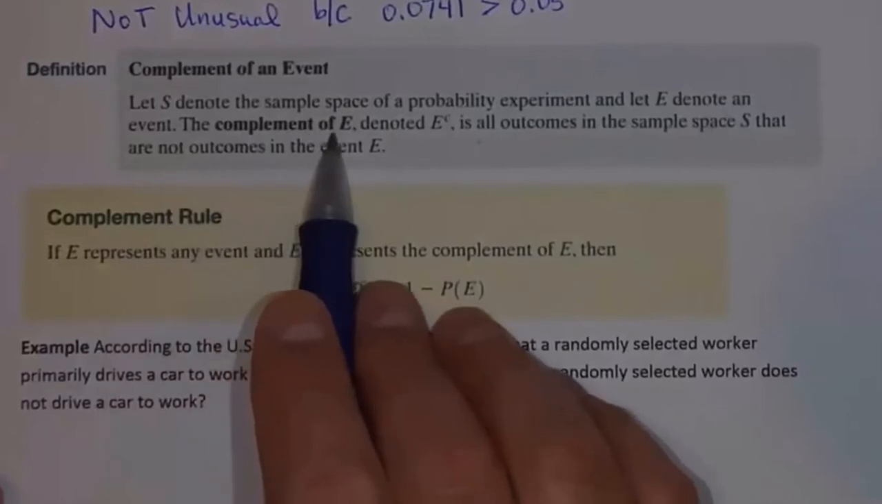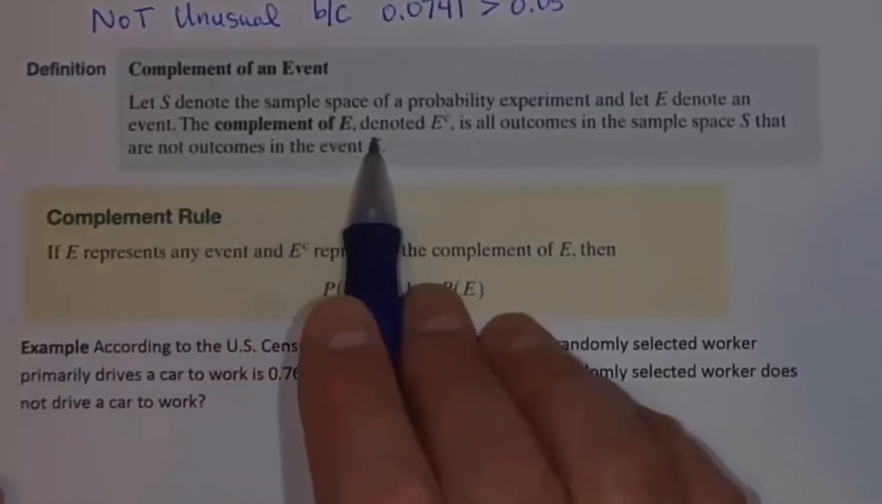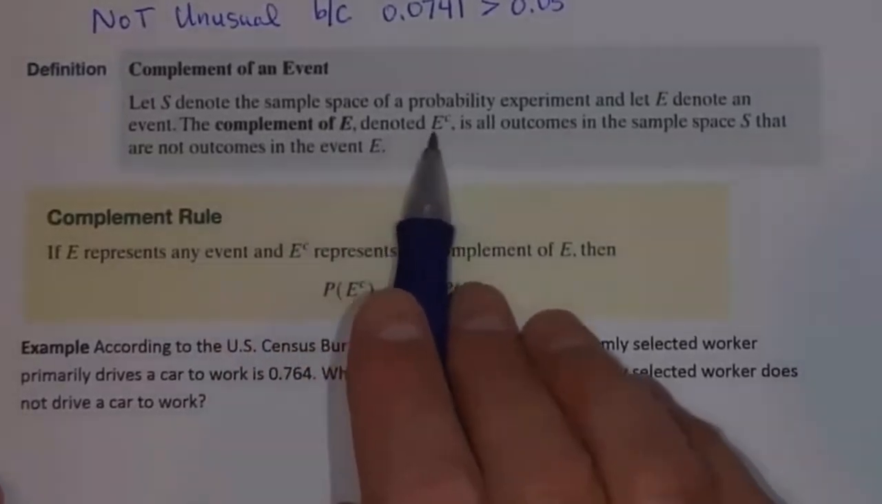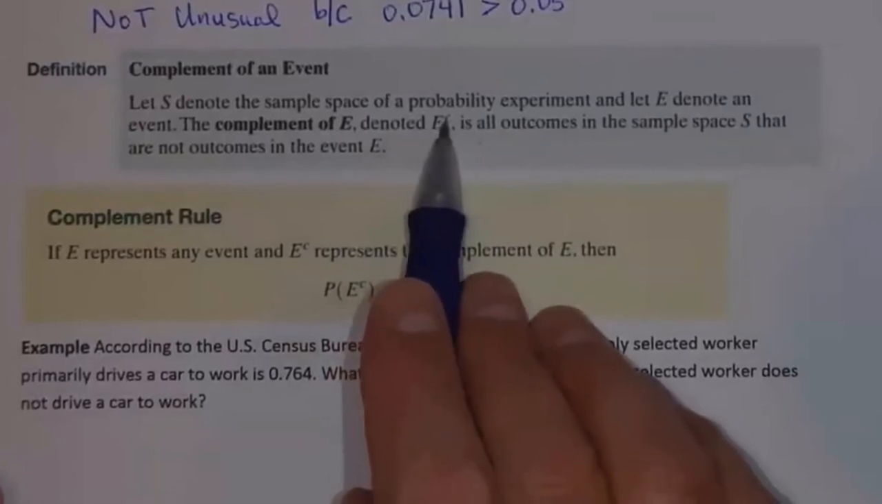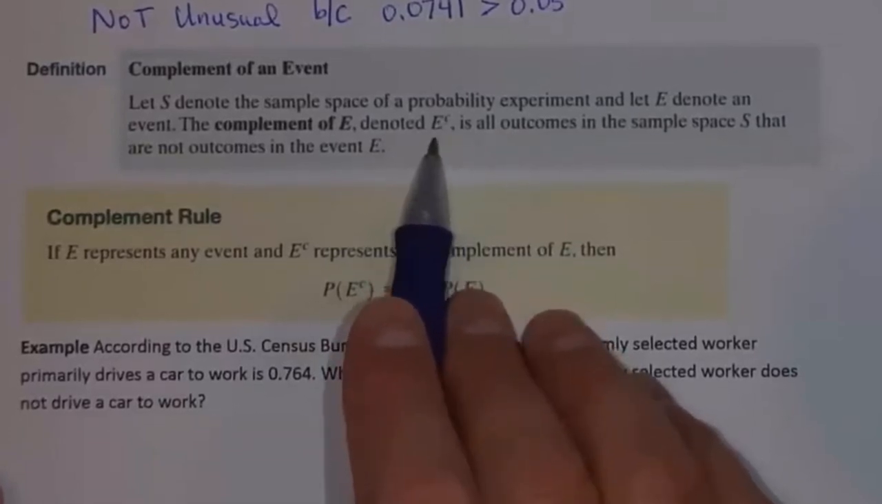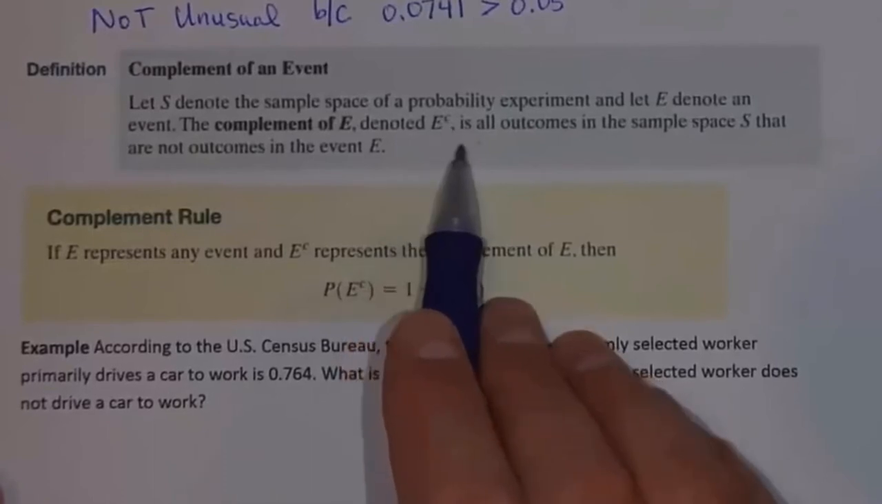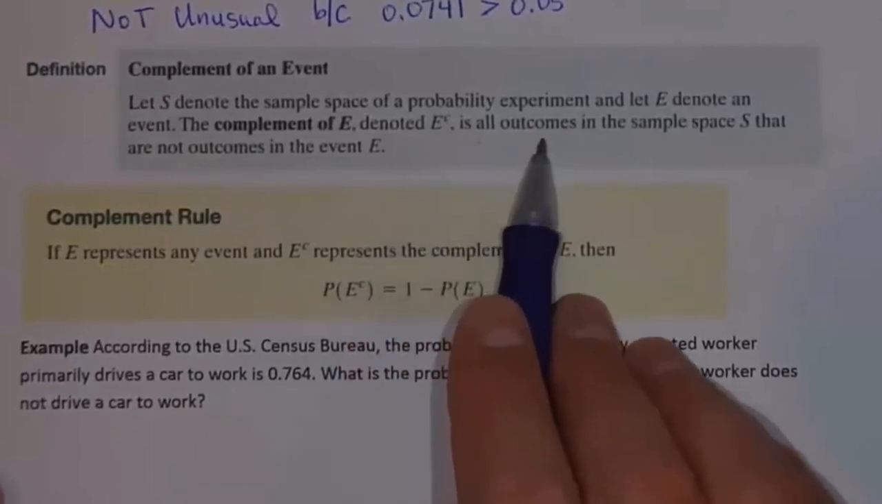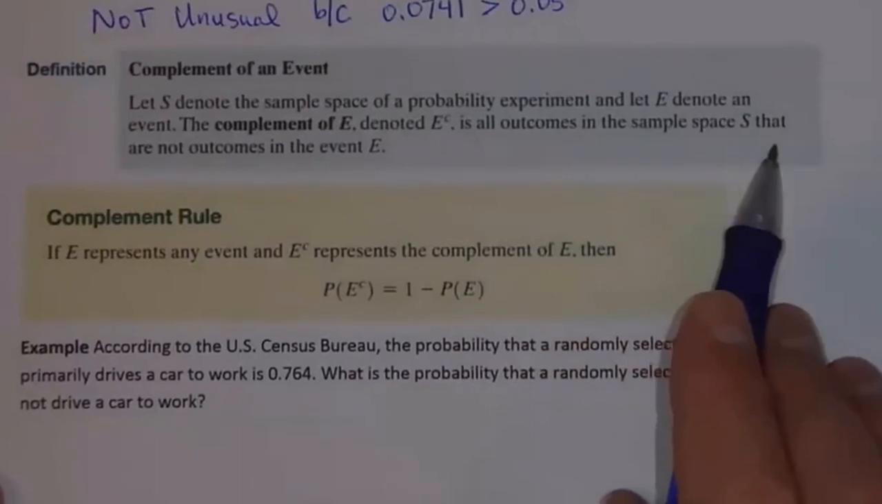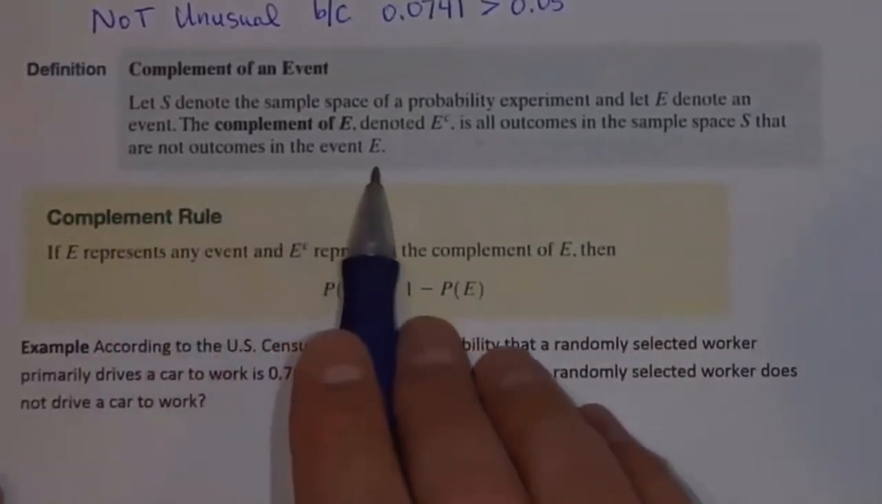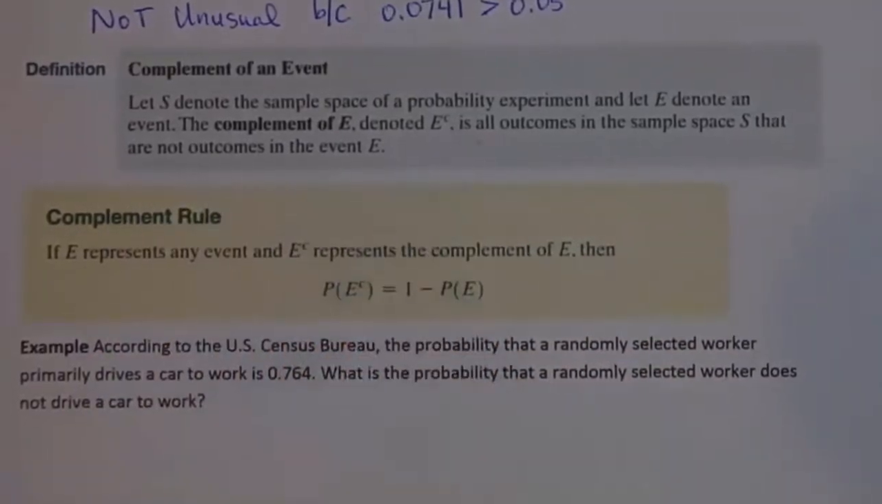The complement of event E, which our textbook is going to denote by E with a superscripted C, that C's for complement, so this is E's complement, is all outcomes in the sample space S that are not outcomes in the event E. So in other words, the complement of event E occurring means event E doesn't occur. So it could be anything except event E.